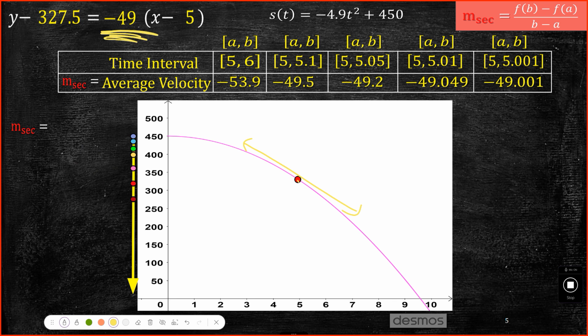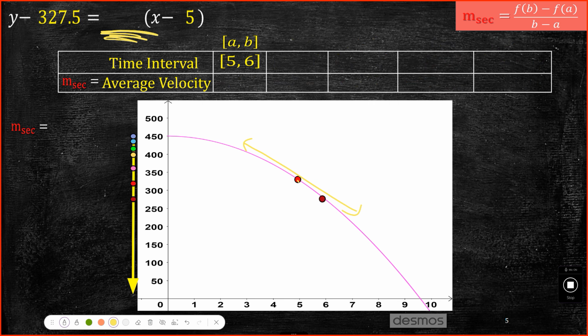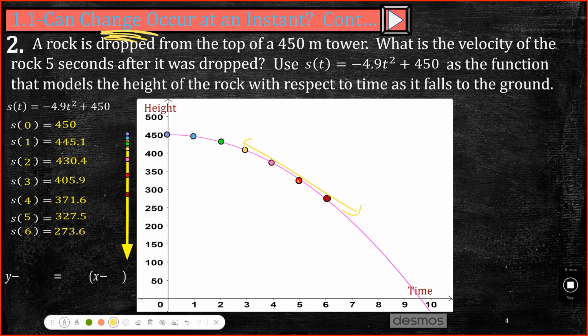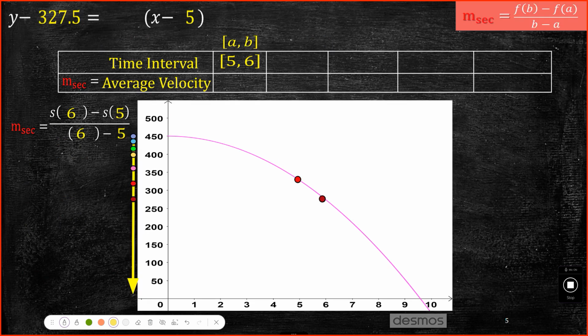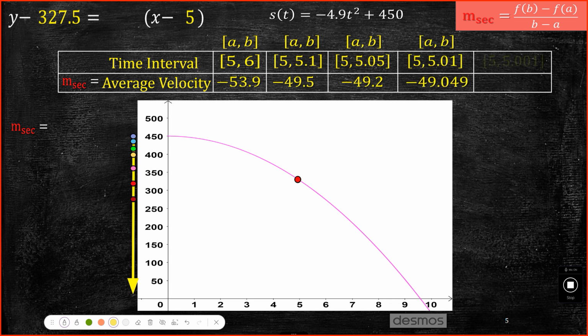And to answer the actual question, what's the velocity of the rock after 5 seconds? The rock is falling at a rate of 49. What is that, meters? Let me go back. So meters per second, and negative because it's going down. And that would be it for this part of the lesson.